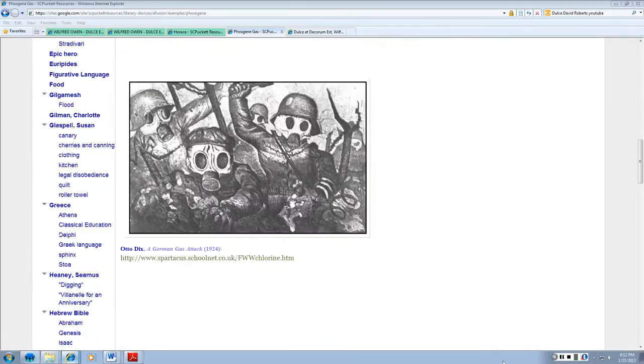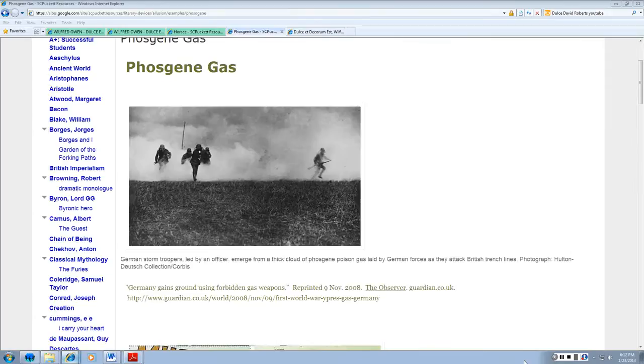This is an artist rendering of men wearing the gas mask so that they would not be affected. Notice that this drawing was done in 1924. And finally, an image that was reprinted, but it is an image of German stormtroopers that emerged from this gas that was used by the Germans as they attacked the British.